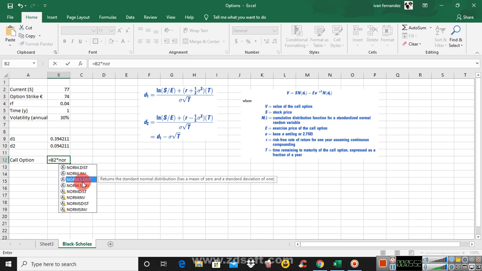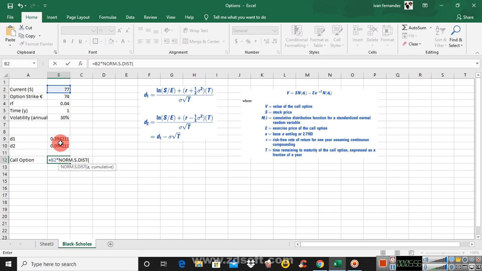It's this one with the S in the middle, norm.s.dist. Okay, so I'm going to click on that one. My Z is going to be D1, and I'm going to tell it that it's cumulative. This is a cumulative distribution. It's always going to be in that case. Close the parentheses. All right. Okay, that minus the strike, which is the capital E.